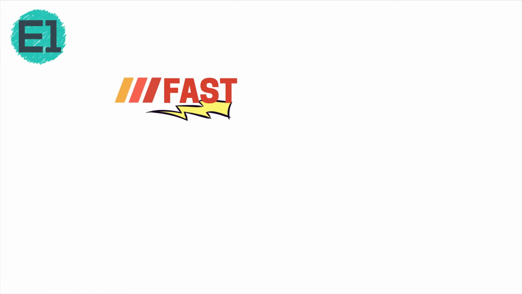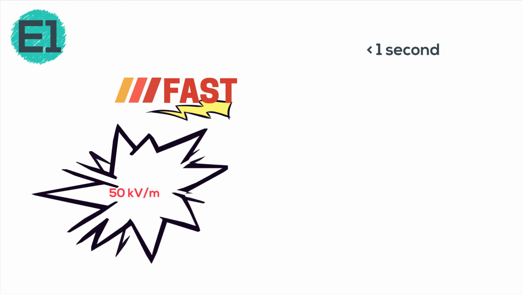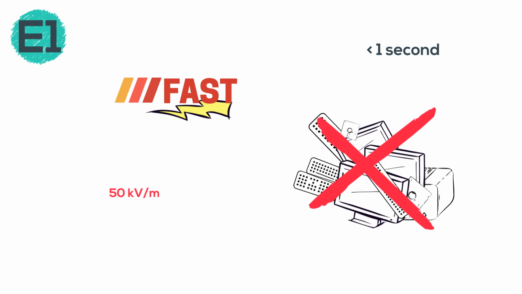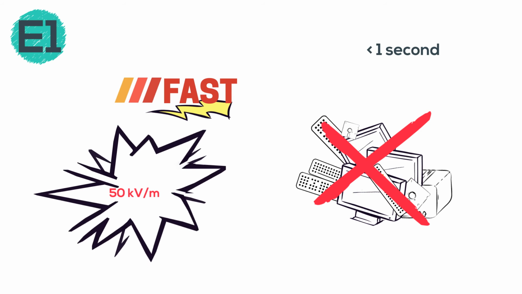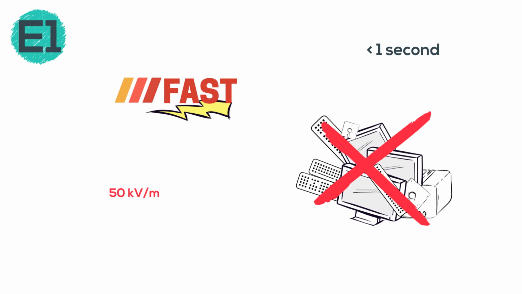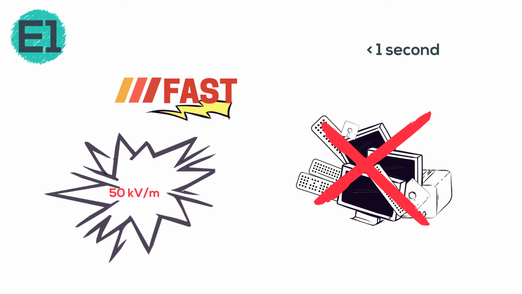Let's talk about E1 first. E1 pulse is fast but brief, occurring in less than a second of the blast and has a power of 50 kV per meter. The short yet intense E field induces high voltages in electrical conductors that exceed the breakdown voltage of small components, leading to the destruction of computers and communication equipment.